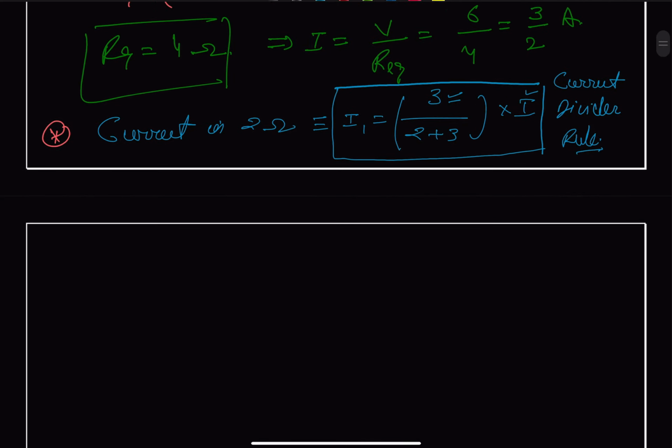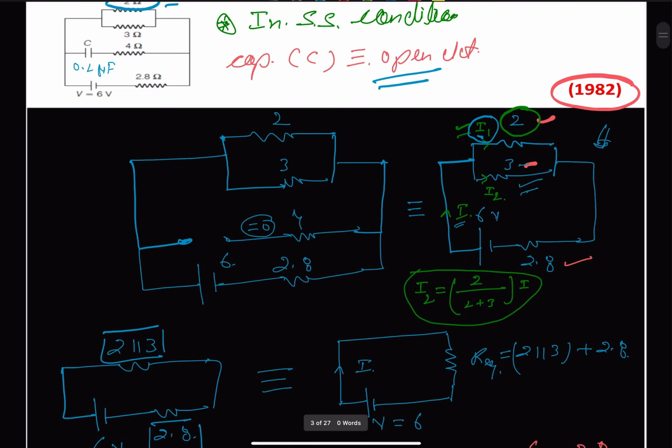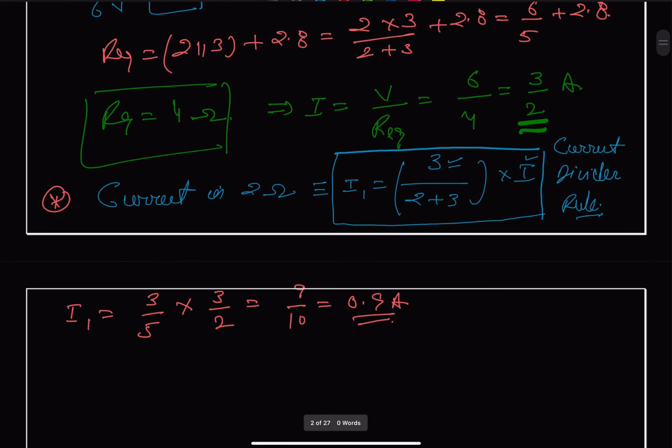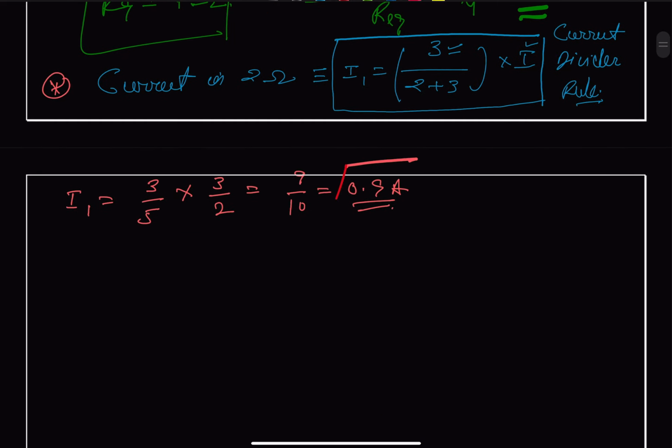We already know our I, that is 3 by 2. So we substitute the value, and we get I1 is equal to 3 by 5 multiplied by 3 by 2. And this comes as 9 by 10, which is basically 0.9 amperes. So we have the value of current as 0.9 amperes.